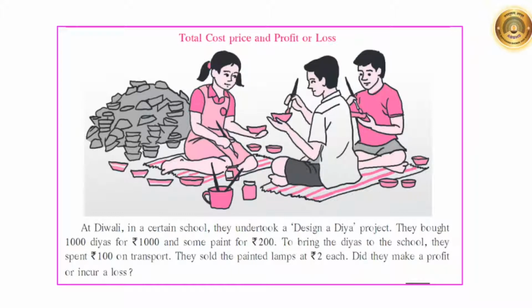At Diwali, in a certain school, they undertook a design a diya project. They bought 1000 diyas for rupees 1000 and some paint for rupees 200. To bring the diyas to school, they spent 100 rupees on transport. They sold the painted lamps at 2 rupees each. Did they make a profit or incur a loss?